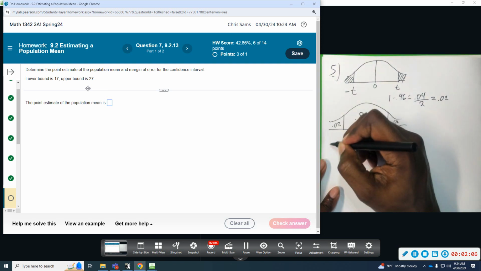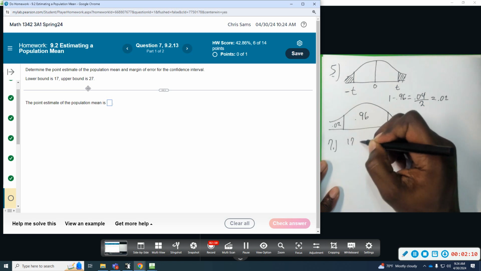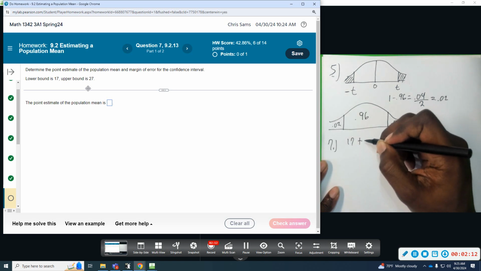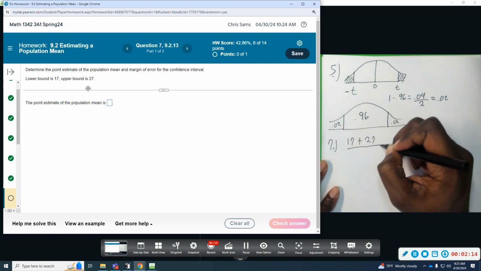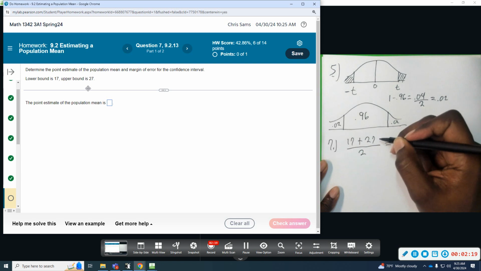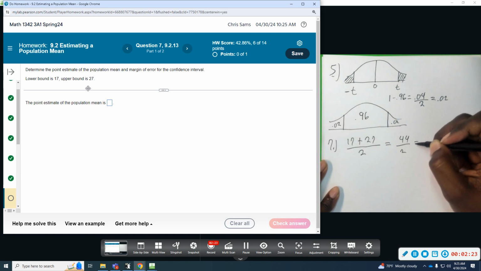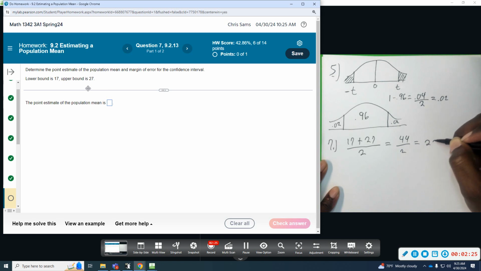So you can do that by adding 17 and 27 and then dividing by 2 to find the middle. So this gives us 44 divided by 2, which gives us 22. So 22 is going to be what we're assuming to be our point estimate, our mean.